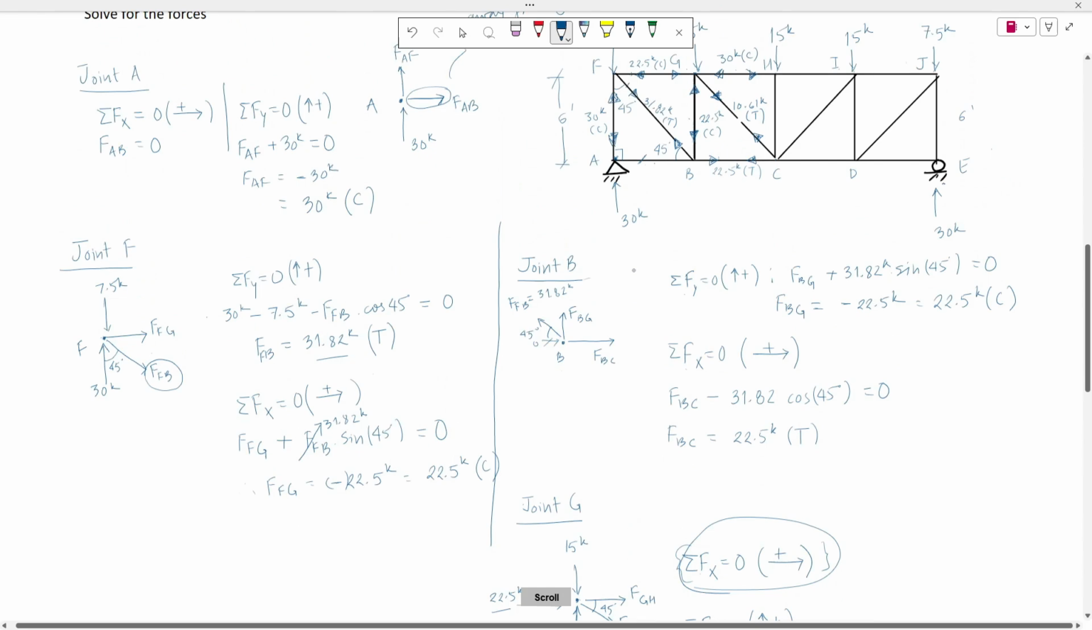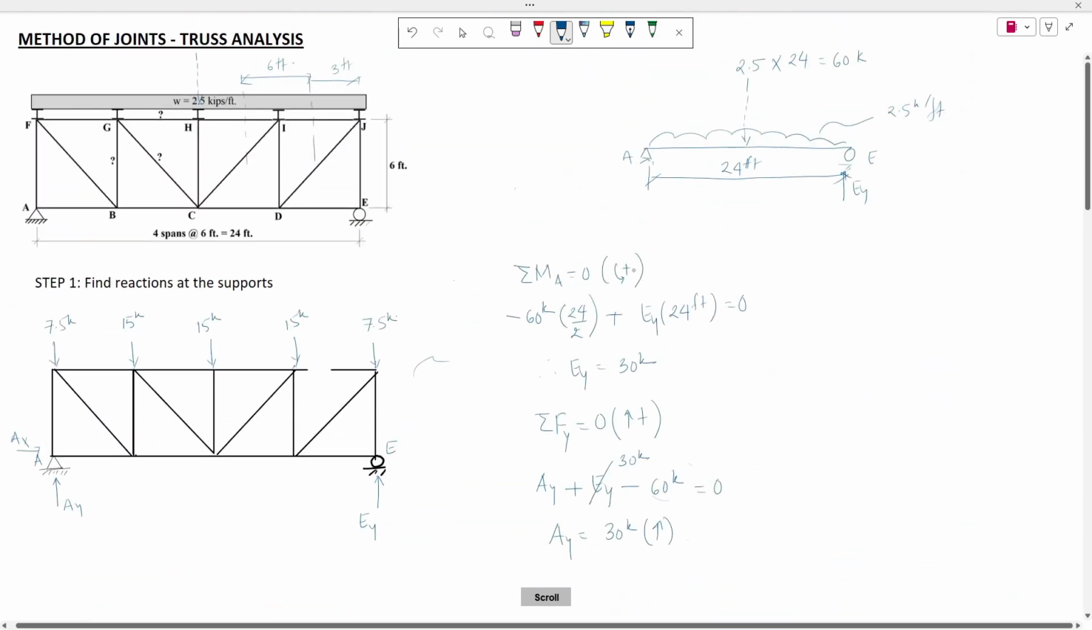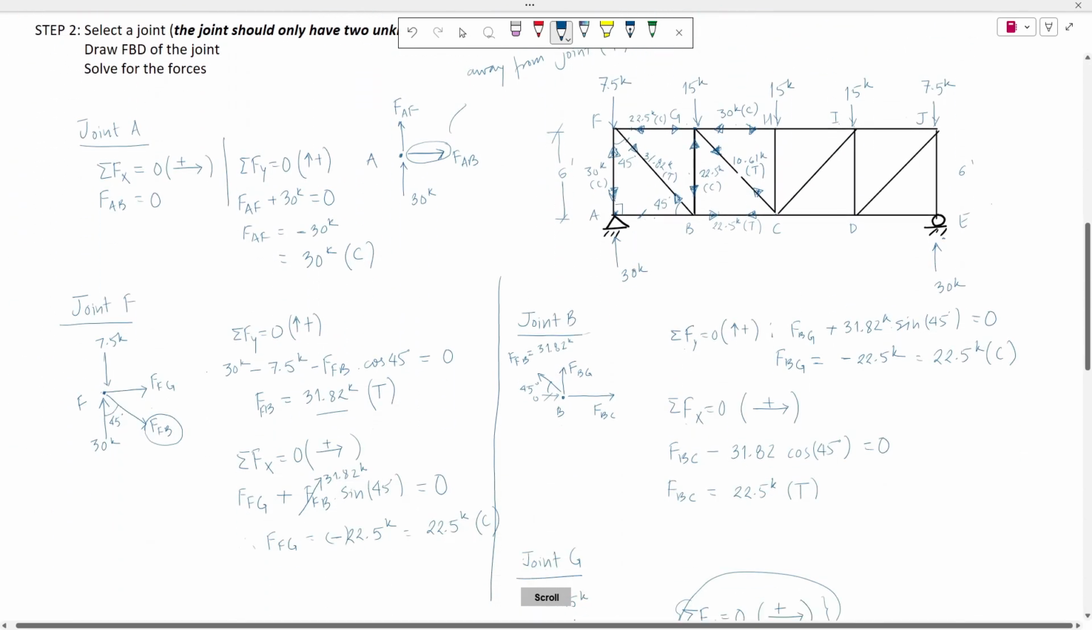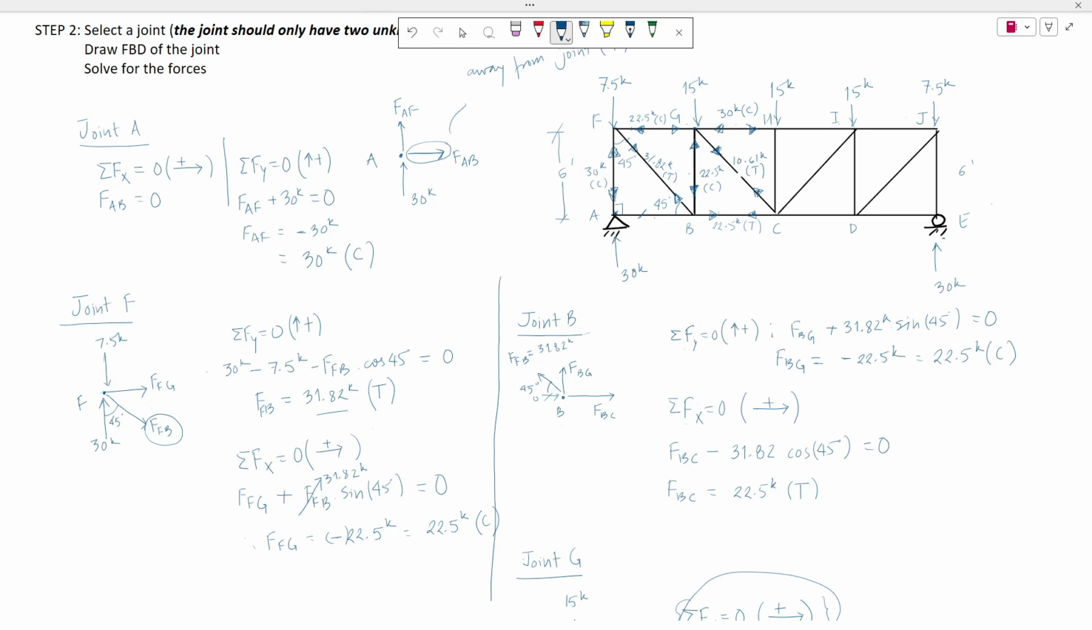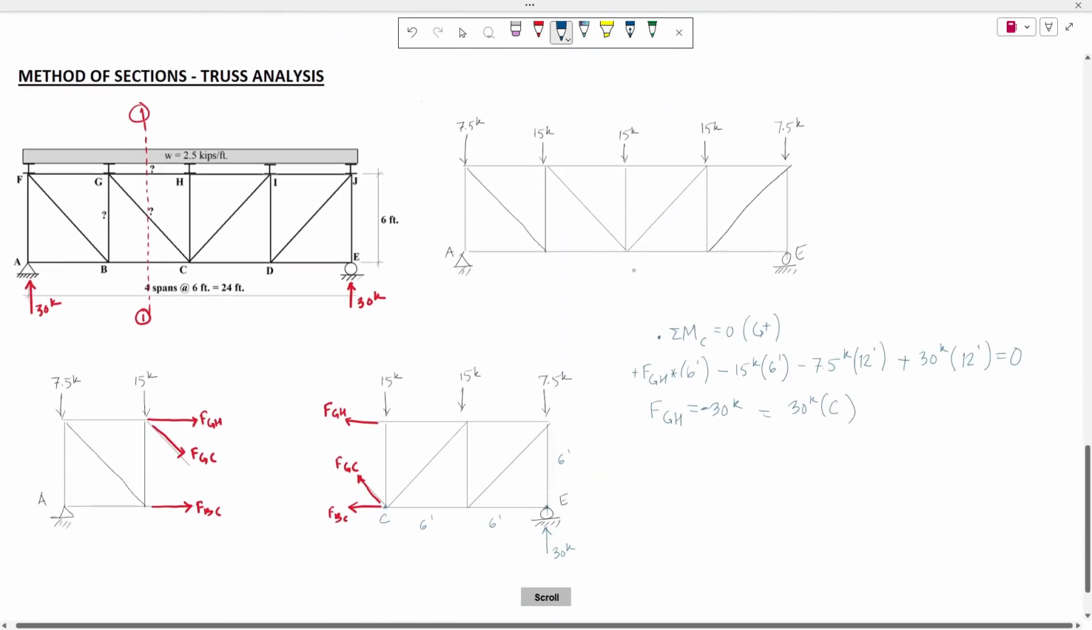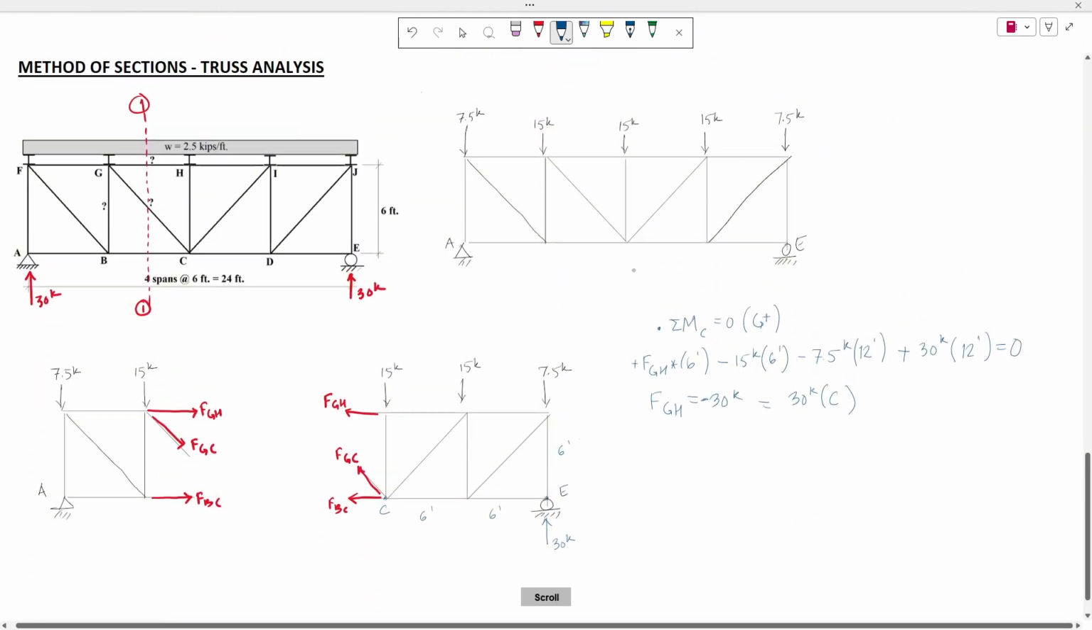If you remember method of joints, we could not directly go to member GH because there were 1, 2, 3, 4 unknown forces. So we had to start from A, go to F, solve B, find these member forces, and then finally come to G to find the member force of GH. But using method of sections, you can easily do that in one step by just cutting one section.